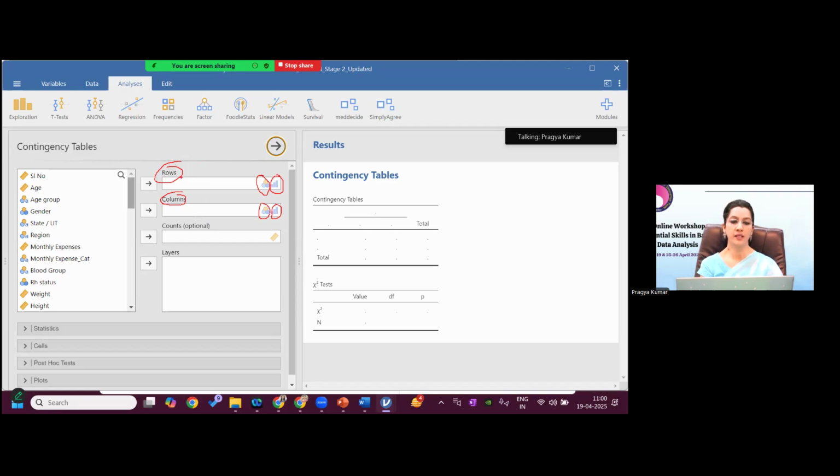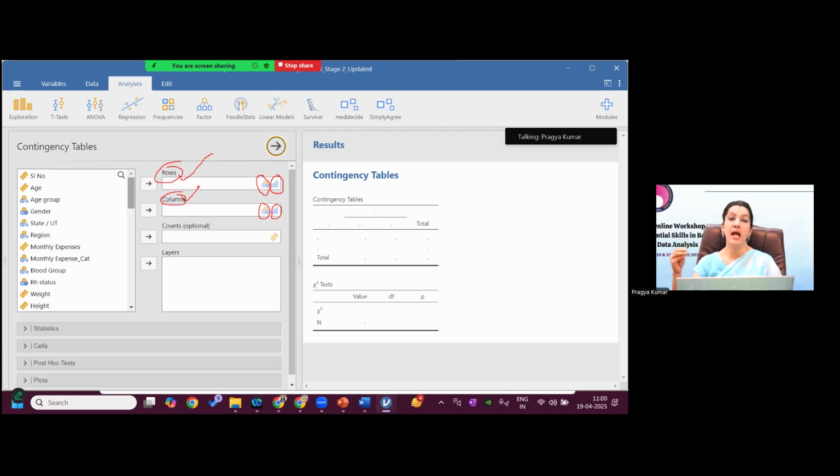Now there is something known as row and something known as column. Which variable you enter in row and which in column will tell you whether you have to go with the column percentage or the row percentage. Many times participants also ask, what percentage should we report, the row percentage or the column percentage? So the rule is, you label one variable as a dependent variable and another variable as an independent variable.